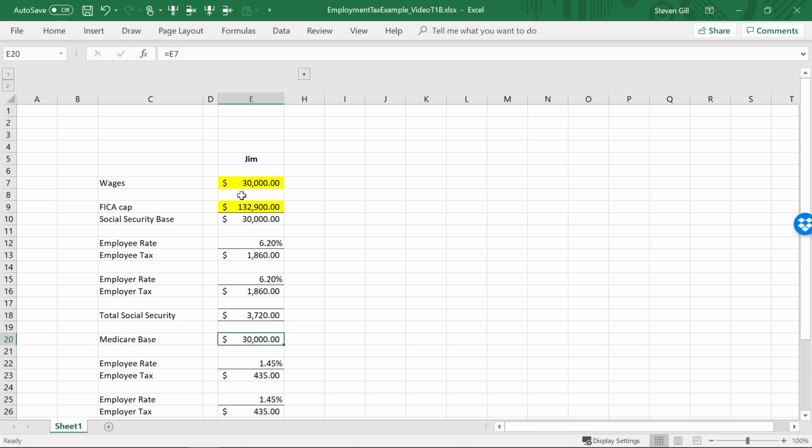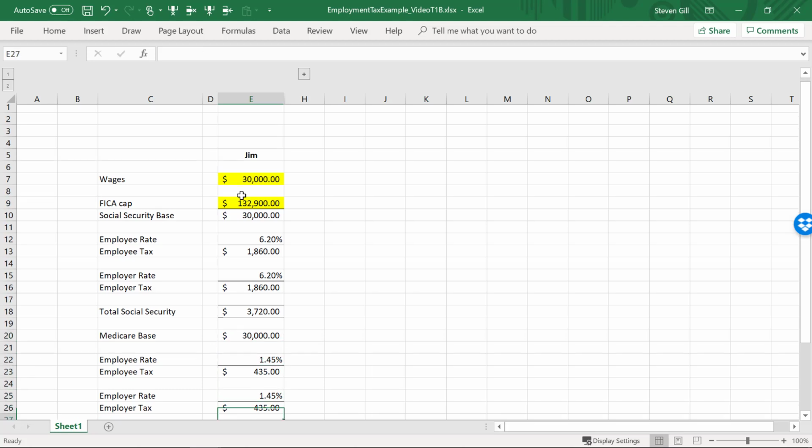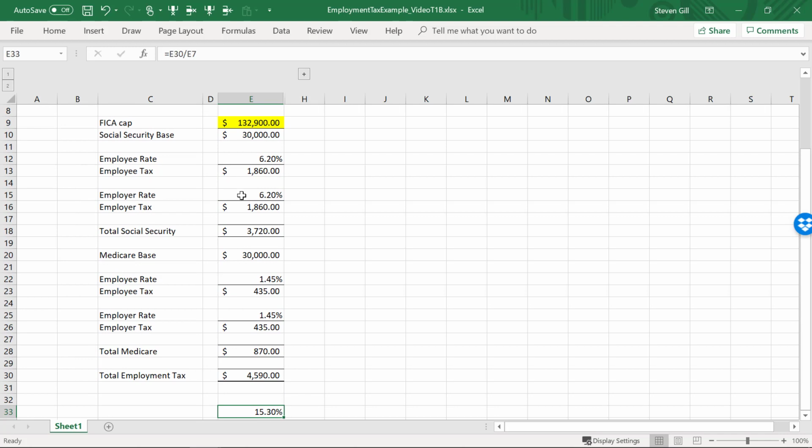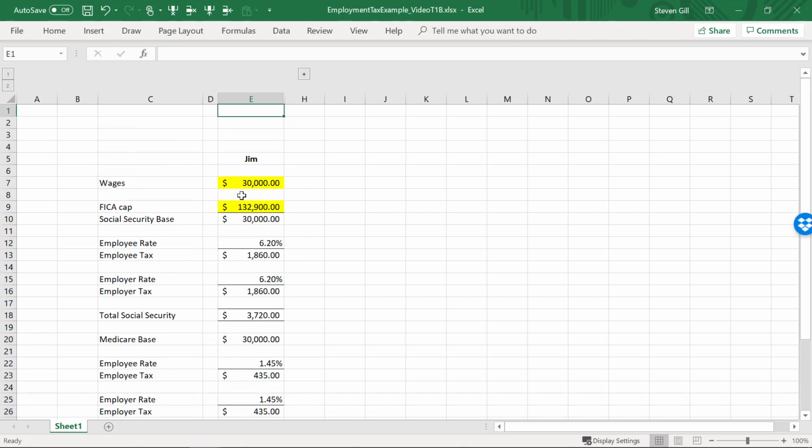Medicare is the same base, his wages base of $30,000. 1.45% for the employee, 1.45% for the employer, a total of $870. So total employment taxes for Jim, both the employee and the employer's share, $4,590, which we should know is 15.3%, right? That's 6.2, 6.2, 1.45, and 1.45. Or another way of looking at it would be 12.4 plus 2.9. Okay, so that's the basic version.